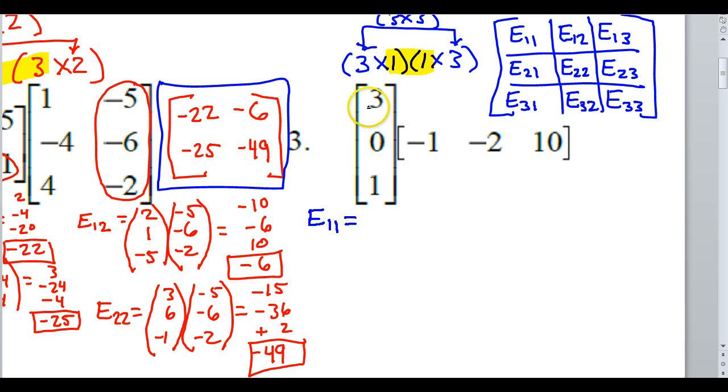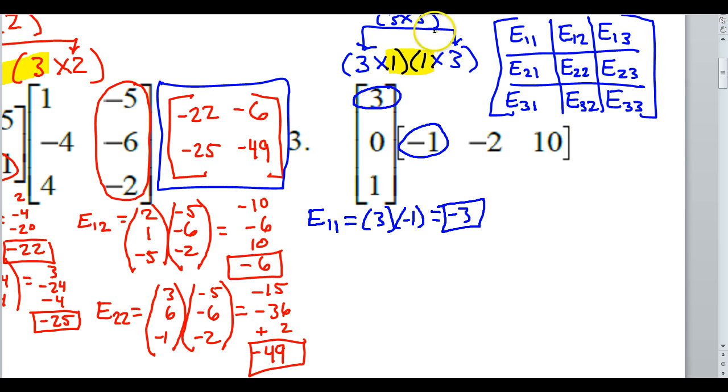All right, well, look, this is row 1, and this is column 1. So that's just 3 times -1. So that's just -3. And normally we would add if there were more numbers, but that's it. So it's just -3. I can put a little box around that or something.